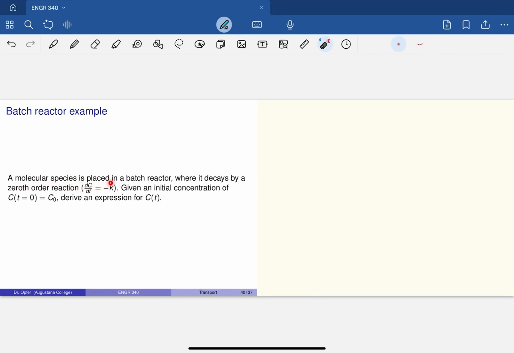A molecular species is placed in a batch reactor where it decays by a 0th order reaction, meaning the change in concentration with respect to time due to this reaction is equal to minus K, where K is a constant. Given an initial concentration of C0, derive an expression for C of t.